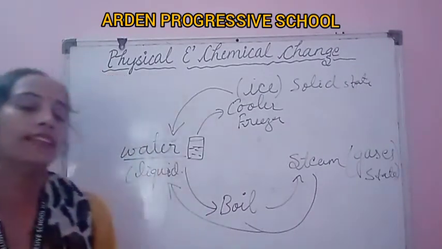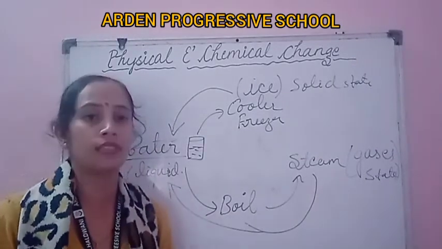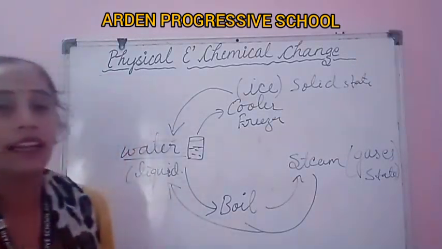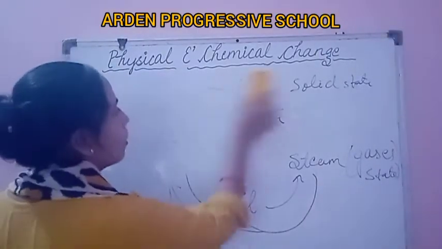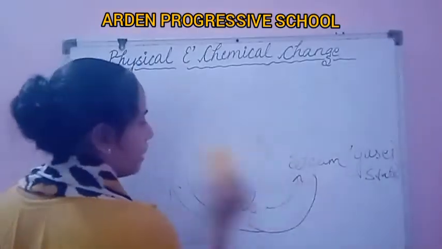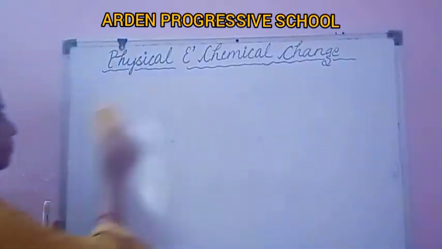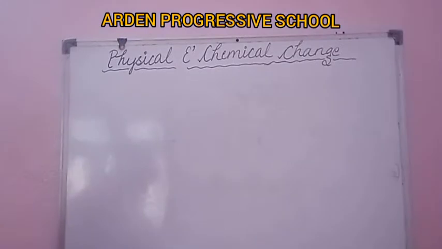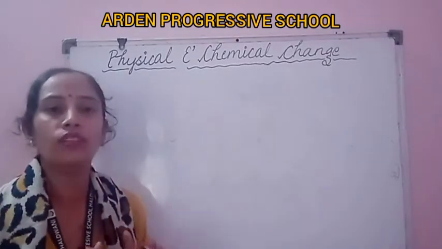Clear? And another characteristic of the physical changes is it never forms a new object. इसमें आपको कभी भी कोई नया ऑब्जेक्ट बना हुआ नहीं मिलेगा. क्लियर? In this, a new substance is not formed.